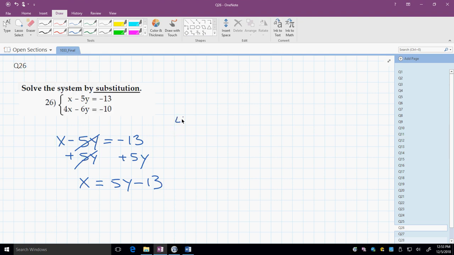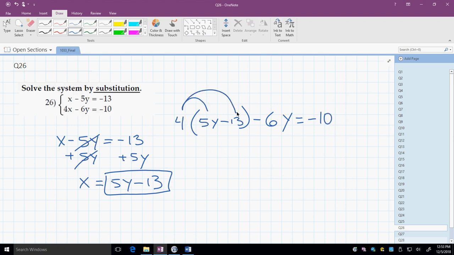equation. So 4, open parentheses, and I'm going to write all these for x. 5y minus 13, minus 6y equals negative 10. The first step is to distribute the 4. So that's going to give me 20y minus, doesn't read it well from here, 4 times 13. 4 times 13, 52, minus 6y equals negative 10.